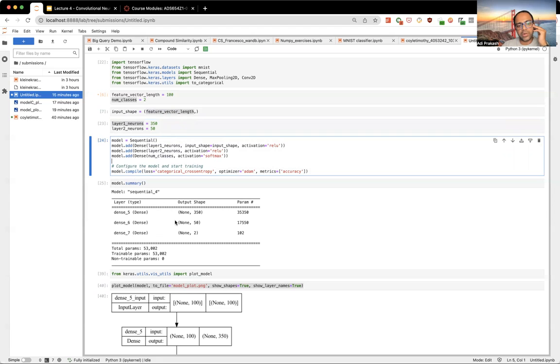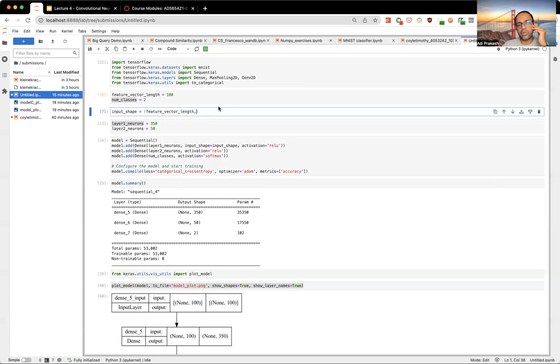When I do model.summary, you can see it has automatically figured out the shape. The shape here is None. None means that it depends on what this shape would be. If this were some fixed shape, that shape would come here. Because this is left alone, the model can work with any shape. While training, I can give this to be 100 or 200, it does not matter. The shapes are determined by the number of neurons, and the missing shape is automatically figured out during runtime.